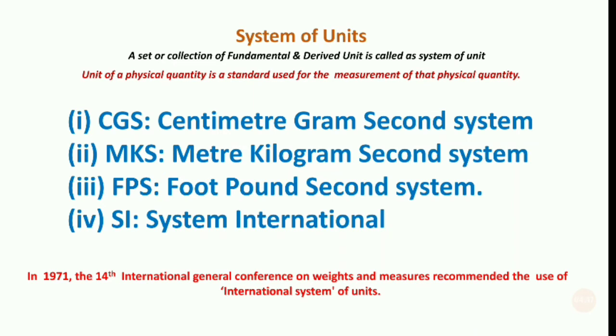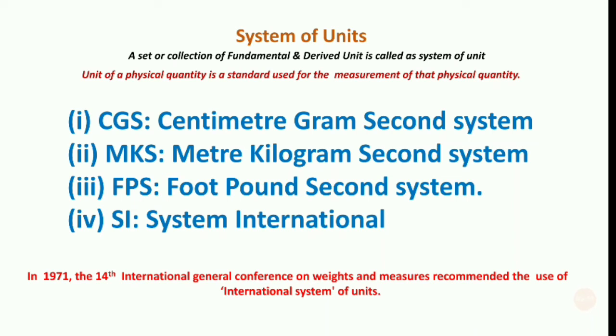What is the system of units? A collection of fundamental and derived units is called a system of units. The unit of a physical quantity is a standard used for the measurement of that physical quantity. If I go for CGS, that is centimeter gram second system; MKS, meter kilogram second system; FPS, foot pound second system; and SI, system international.